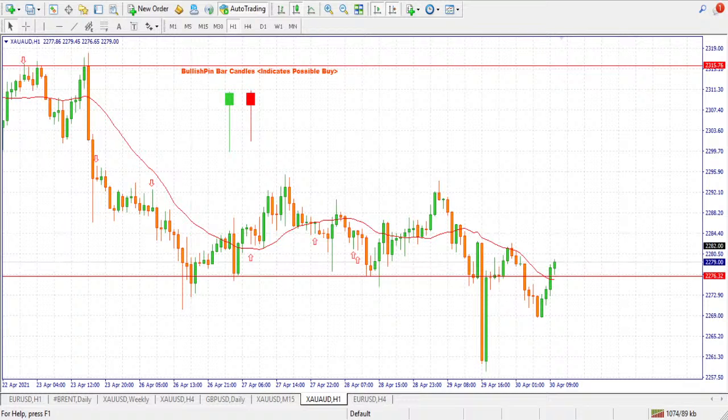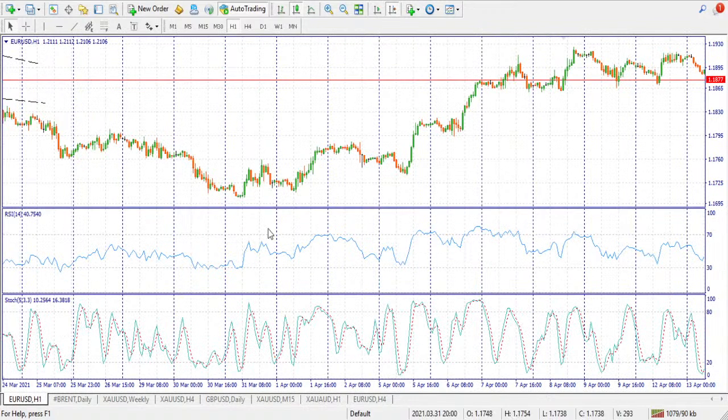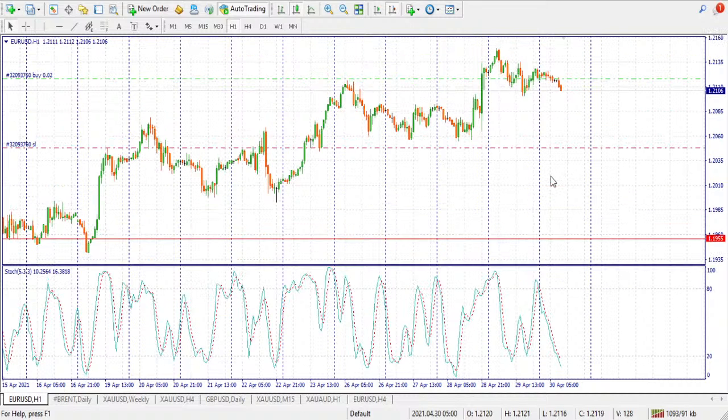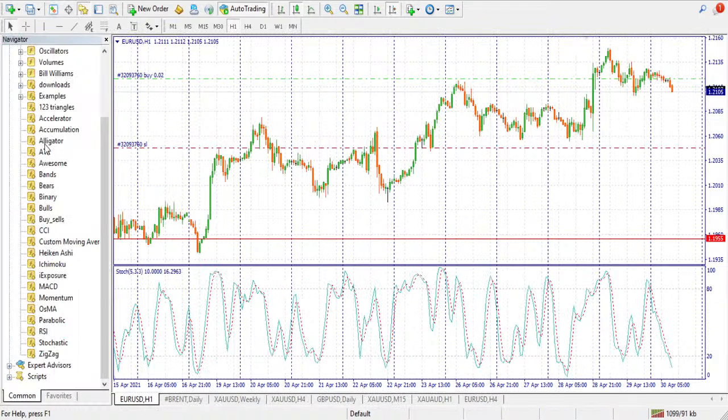So I want us to start off with the Euro USD today. We have it here. Today I'll be using a different set of indicators. I'll be using the stochastic indicator and the zigzag indicator. So we have the stochastic already. We need to add the zigzag indicator.